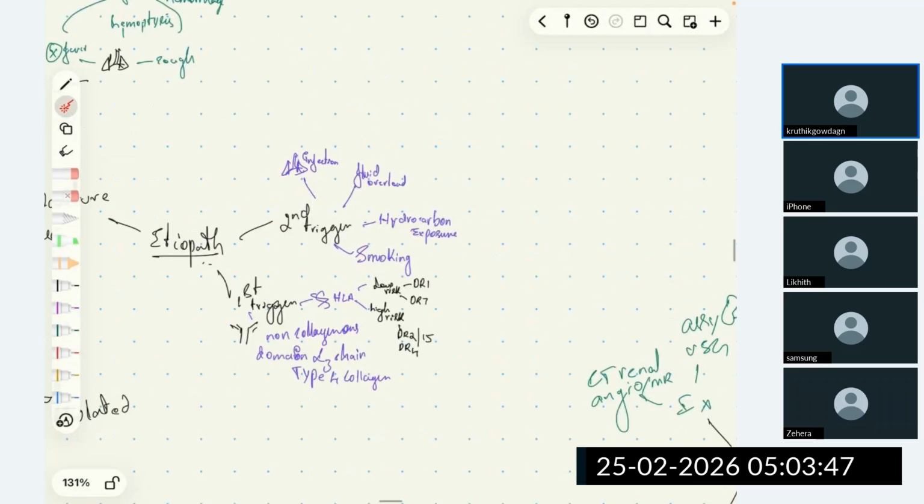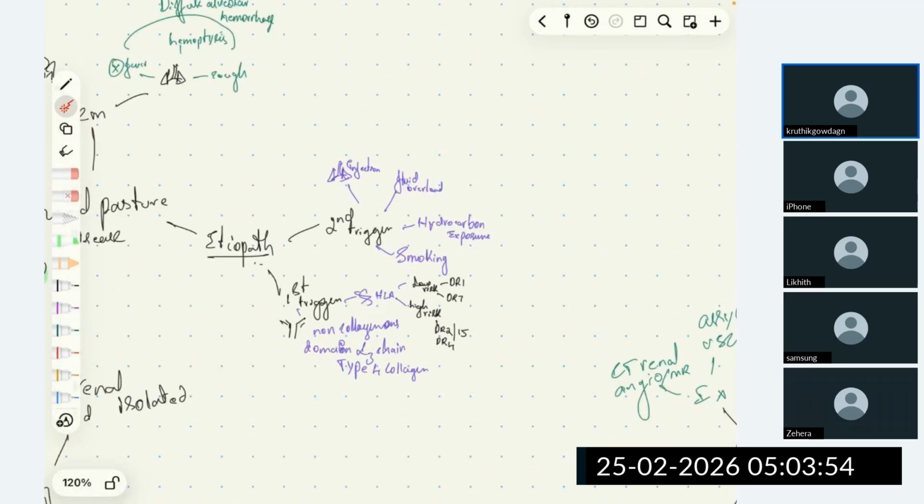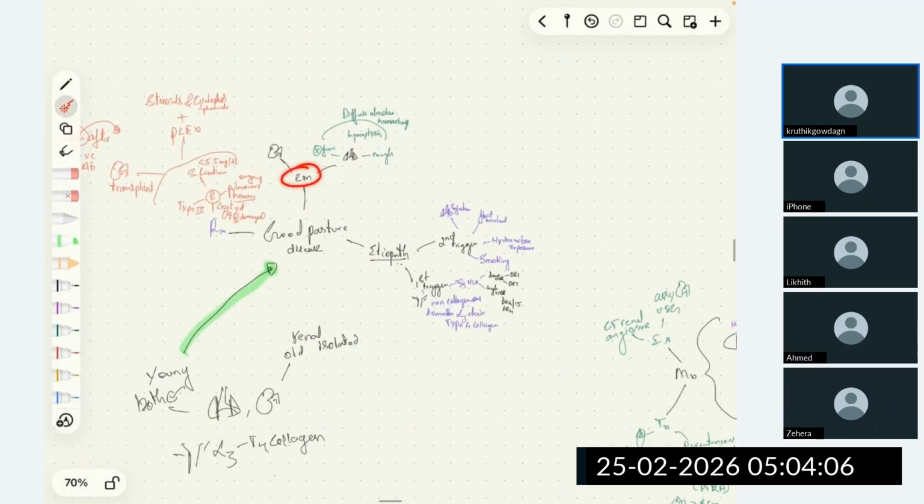Now, what is the second trigger? The second trigger results in clinical manifestations. The second trigger is smoking, hydrocarbon exposure, fluid overload, and pulmonary infections. This is the second trigger where the clinical manifestations are seen. Now, etiopathogenesis: we have first trigger, second trigger. First trigger is production of antibodies. On top of it, if the patient has these second triggers, he will develop clinical manifestations.